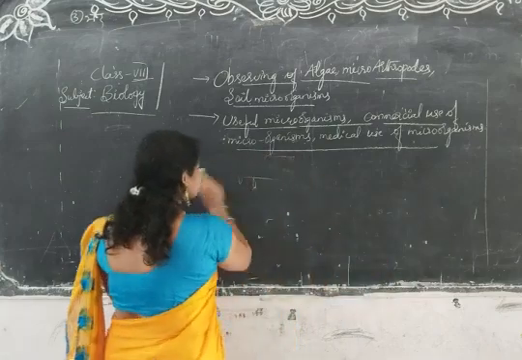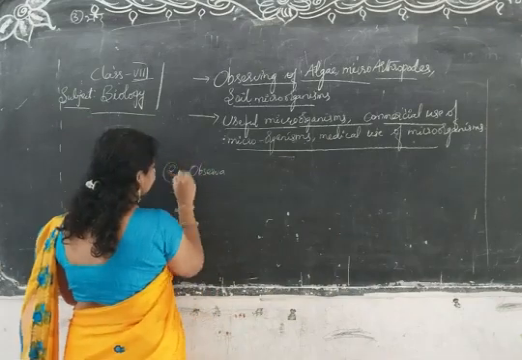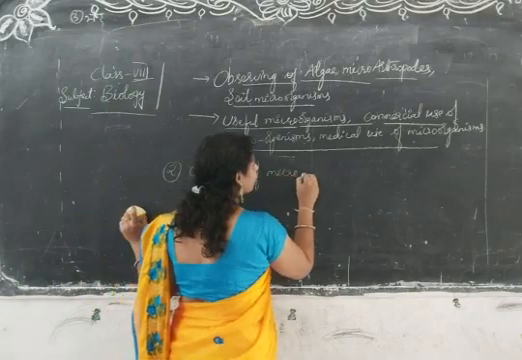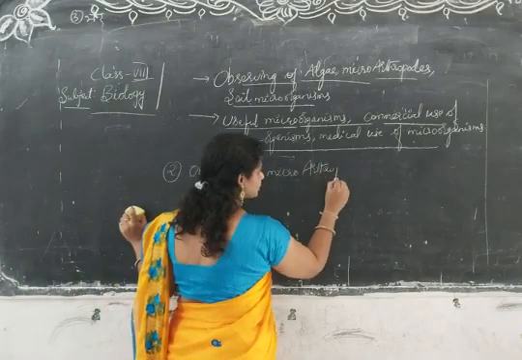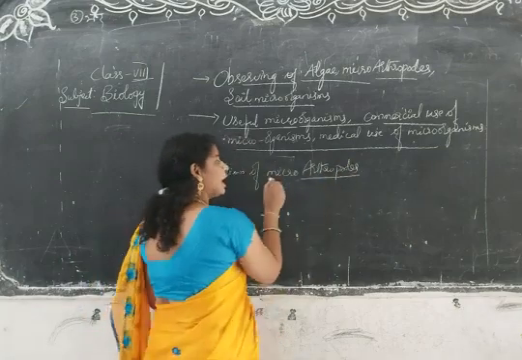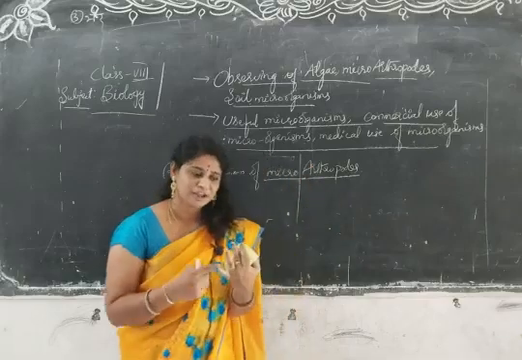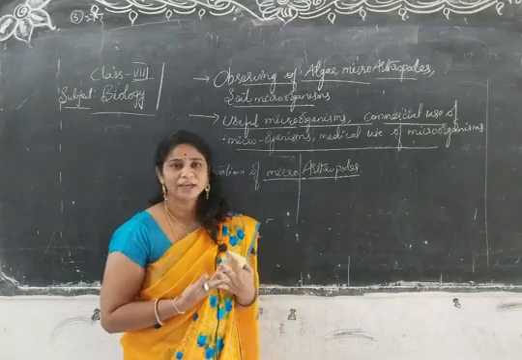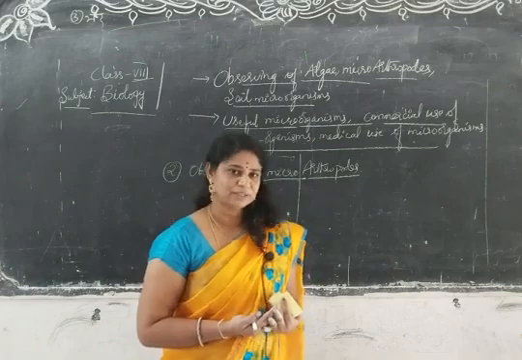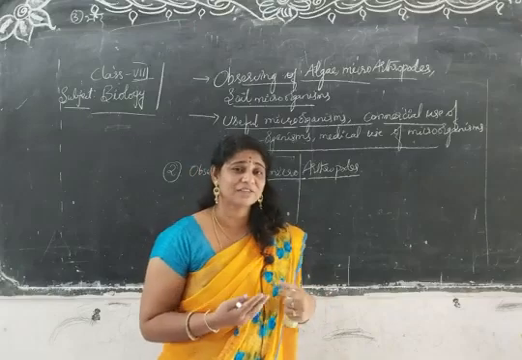Next one is observation of microarthropods, okay? See here, the second one I am writing: observation of microarthropods. What are arthropods? Jointed-leg organisms are called arthropods. Normal arthropods we can see with our naked eye, like cockroach, mosquito, and grasshoppers. All of this comes under arthropods itself. Microarthropods are also there, but we cannot see these with our naked eye.